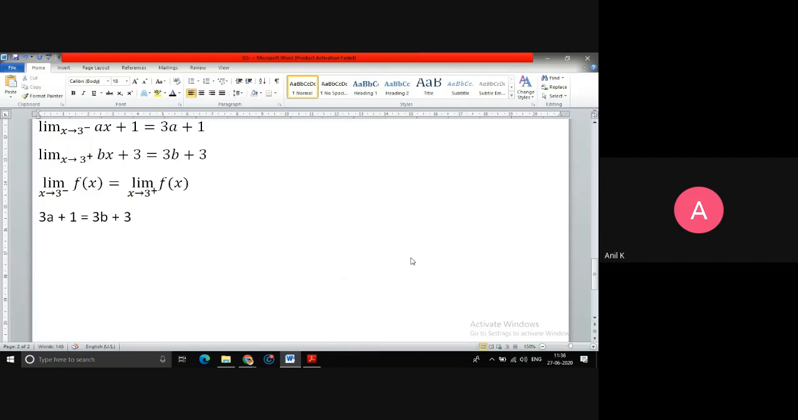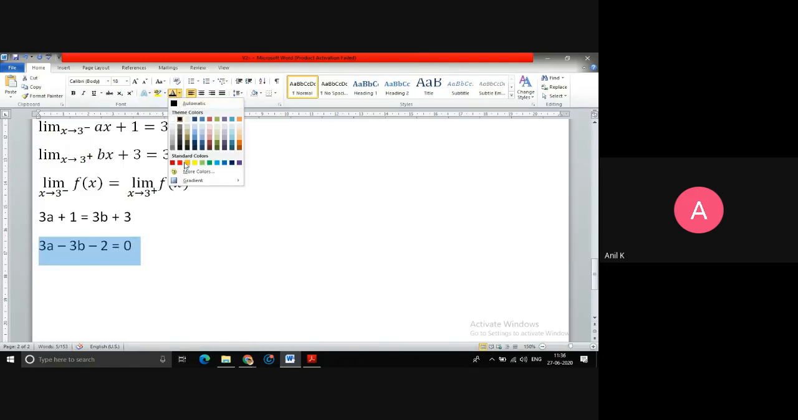Left limit is 3a plus 1 and right limit is 3b plus 1. So 3a plus 1 equals 3b plus 1. If I simplify this, finally I end with 3a minus 3b minus 2 equals 0. That's it. This is the answer, because they ask you to find the relation between a and b. So hence we got the relation between a and b.